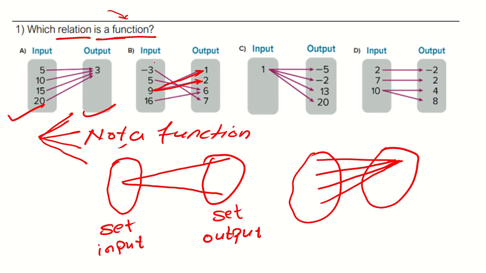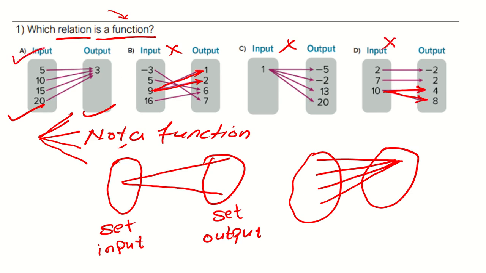If one element in input is related with more than one element in output, then this is not a function. I repeat, this is not a function if one element in input is related with more than one element in output. Same here, one element of input is related with 4 elements of output, so this is also not a function. And here, 10 is related with 4 from input and 10 is also related with 8, so this is also not a function.